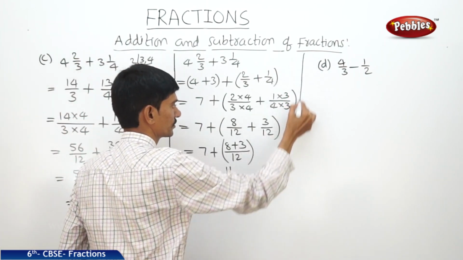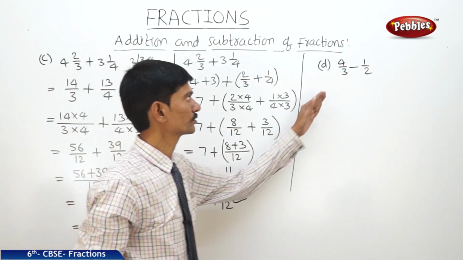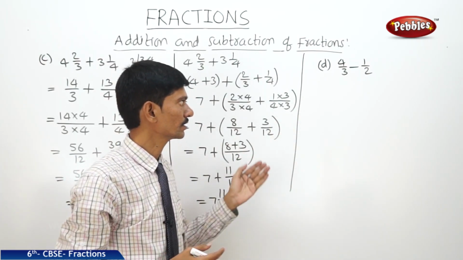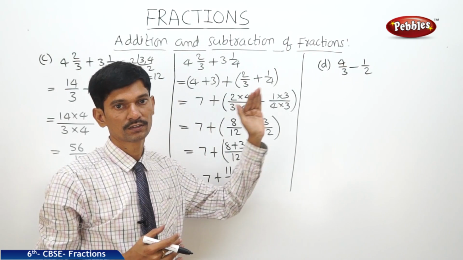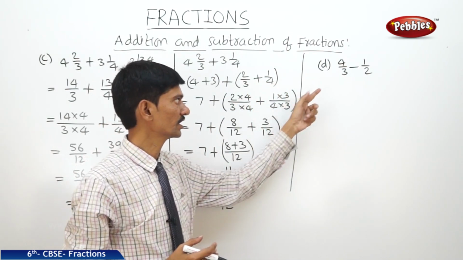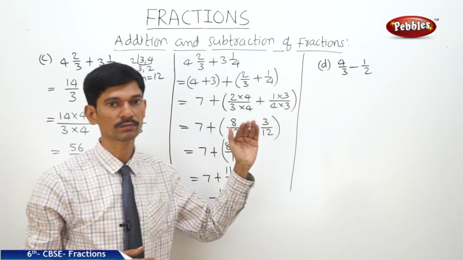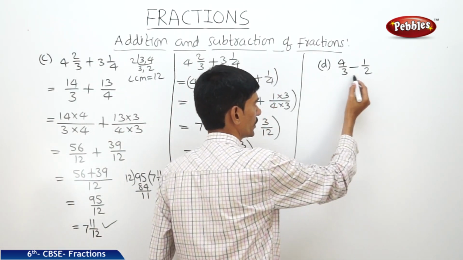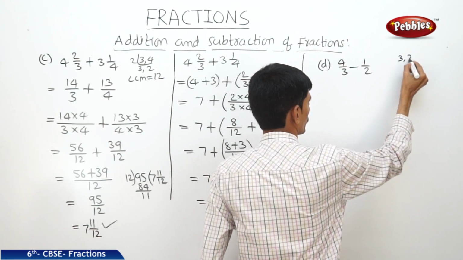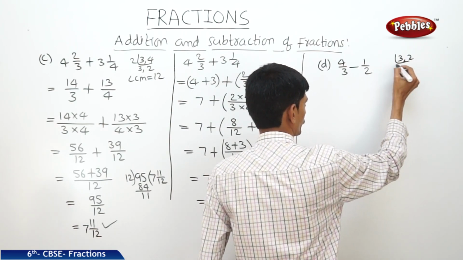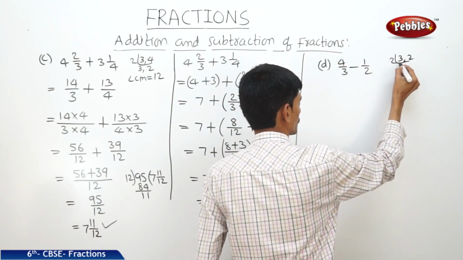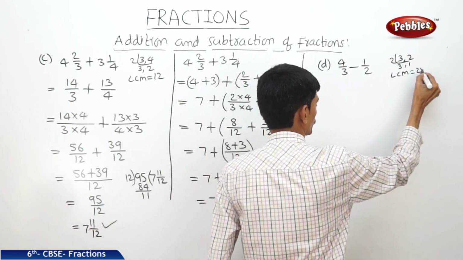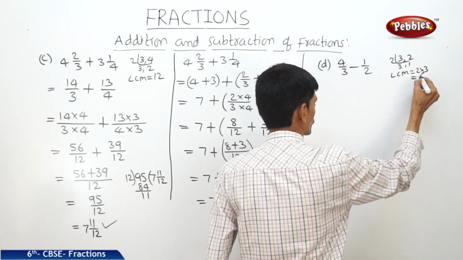Now the next one is the subtraction of two fractions. The procedure is the same while adding or subtracting fractions. First you have to make the denominators equal, which means you should convert them into like fractions. For that we need to find the LCM of the denominators 3 comma 2. The LCM is their product only. So the LCM is 2 into 3, which is 6.